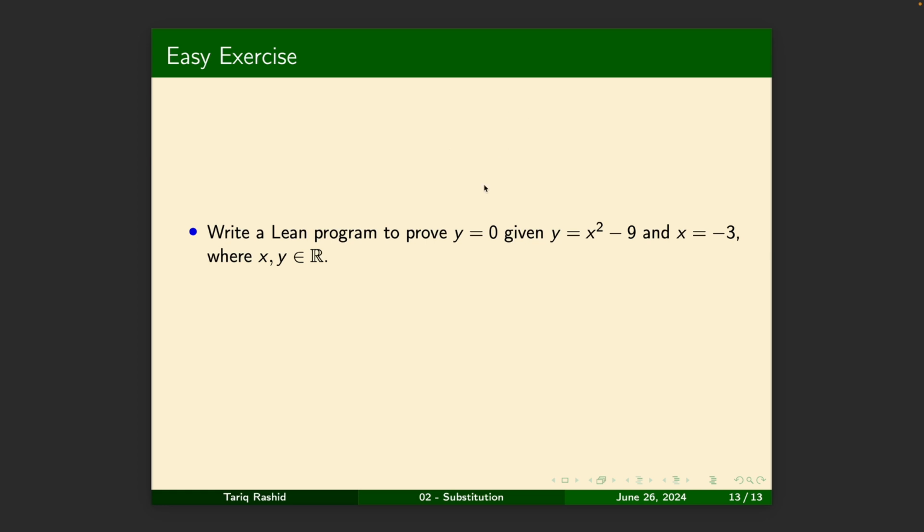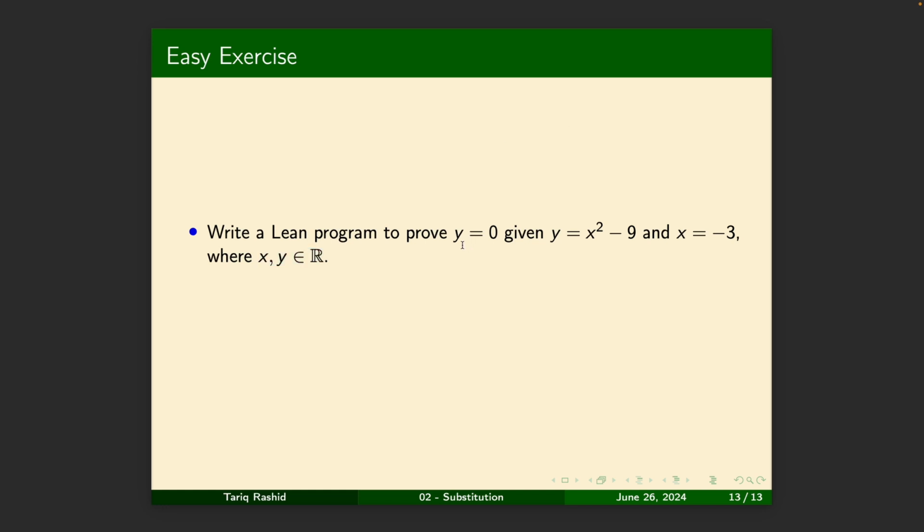So today, the exercise is to prove that y is 0 given two facts. y is x squared minus 9 and x is minus 3. And for completeness, we've said they're all real numbers.